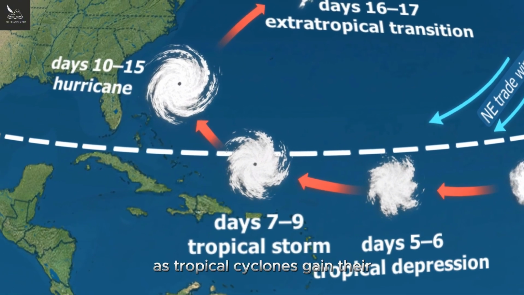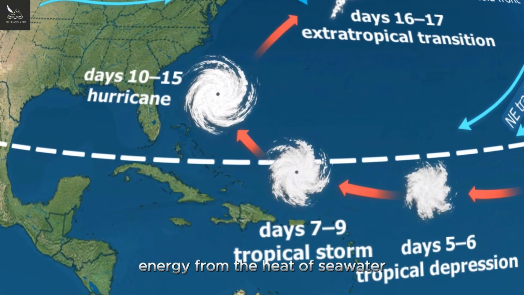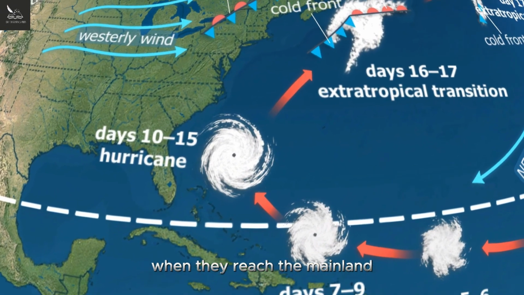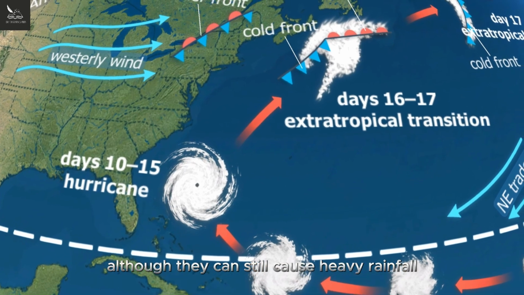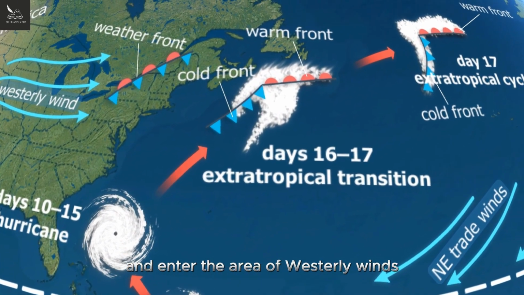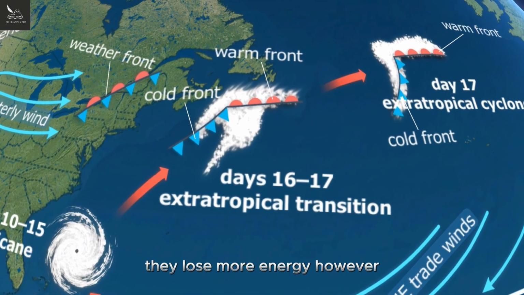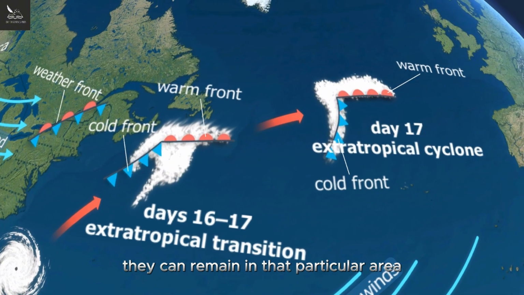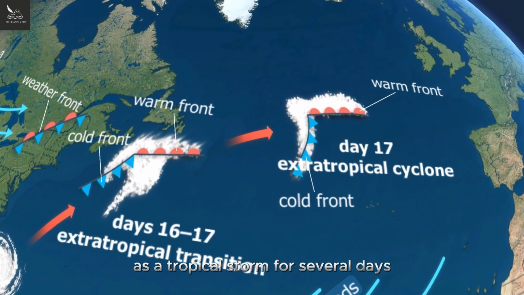As tropical cyclones gain their energy from the heat of seawater, they lose their strength very rapidly when they reach the mainland, although they can still cause heavy rainfall. When they leave the tropical zone and enter the area of westerly winds, they lose more energy. However, they can remain in that particular area as a tropical storm for several days.